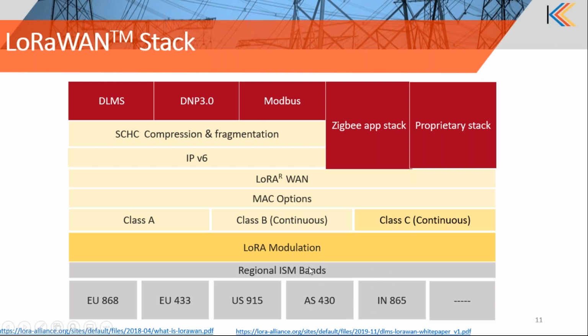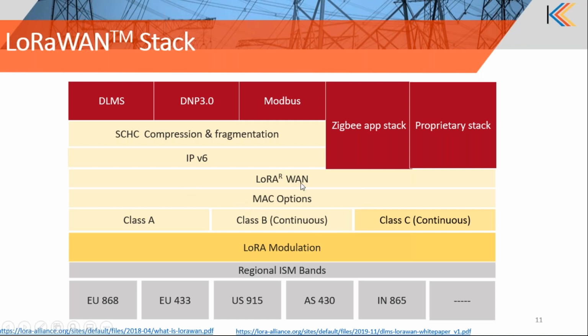And on top of that, there's a link layer, which is LoRa modulation, where chirp spread spectrum modulation techniques are used. On top of it, there are different device classes. In our case, it will be mostly Class C devices, with which we can also issue commands to the devices. And the network layer will be the LoRaWAN network layer.